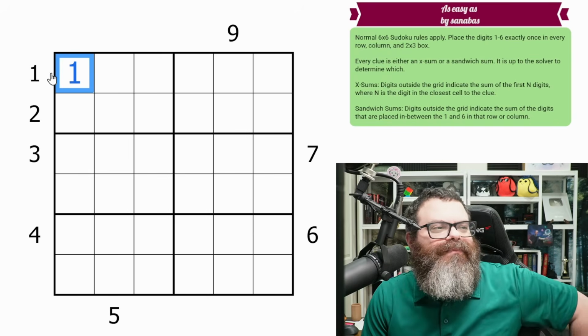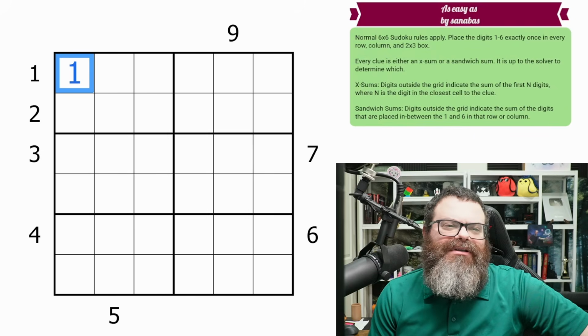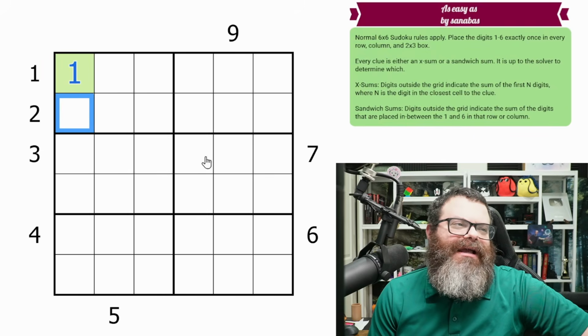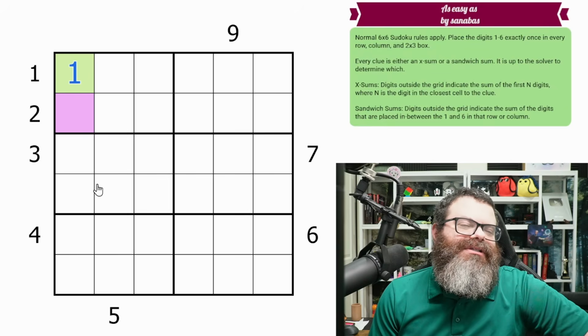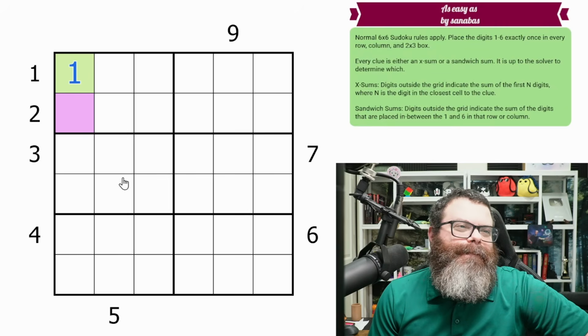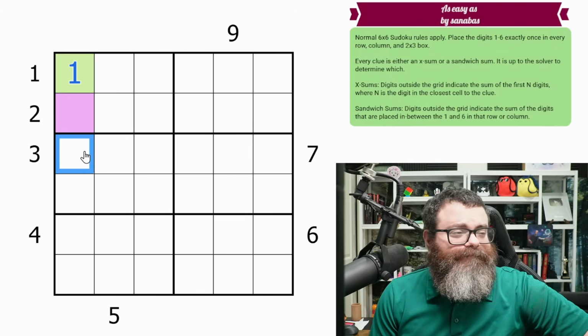What I'm going to do is I'm going to mark X sum and sandwich. I don't have a good mnemonic here. I'm going to mark green for X sum and purple for sandwich next to the clue, just to remind myself what's what. A 3 clue also cannot be an X sum.